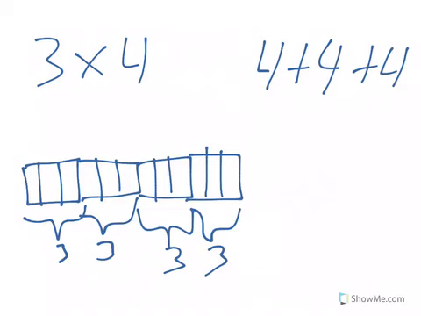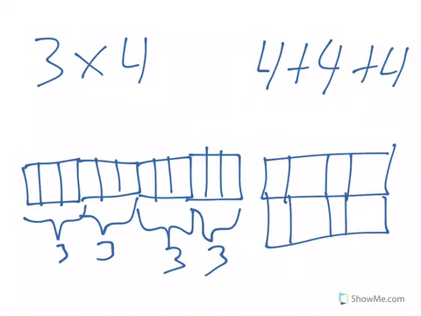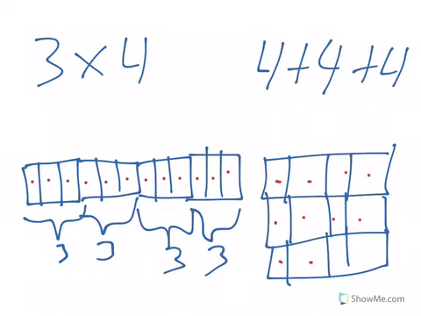Over here, you may have a group of 4, plus a group of 4, and a group of 4. And what you end up with is 1, 2, 3, 4, 5, 6, 7, 8, 9, 10, 11, 12. Both are equivalent.